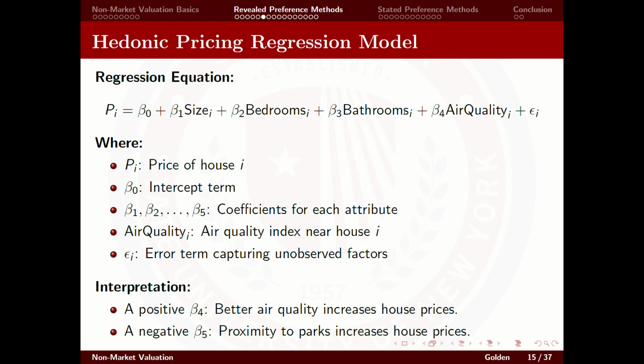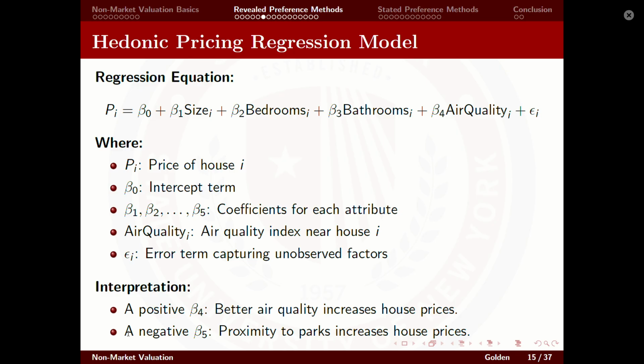Often you'd see this even without environmental quality. And then you have this air quality index, and now this beta 4 is how air quality index affects price. Obviously, you have this error, so you don't have a deterministic regression. So positive beta 4 means better air quality increases housing prices.